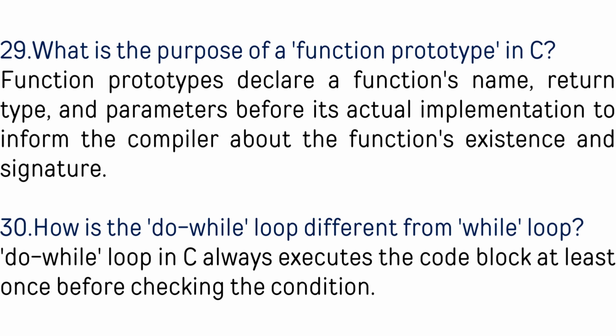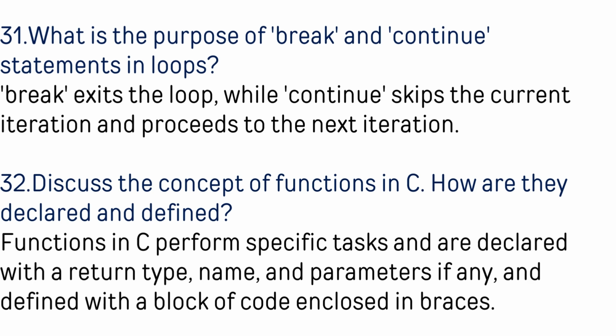30. How is the do while loop different from while loop? Do while loop in C always executes the code block at least once before checking the condition. 31. What is the purpose of break and continue statements in loops? Break exits the loop while continue skips the current iteration and proceeds to the next iteration.